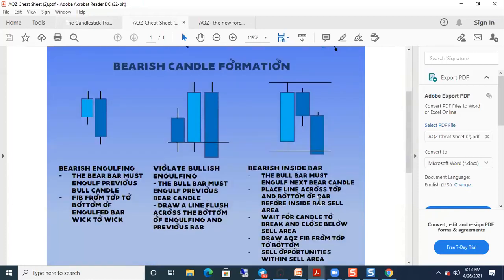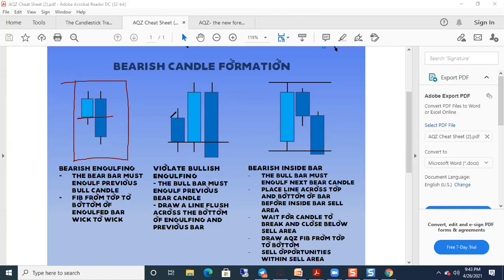So when we discuss AQZ, we're looking at basically engulfers. That's what we're looking for, engulfers. Now remember, the engulfers can either be the normal engulfing or the inside bar, right? So in this case, first candlestick pattern you have here is a bearish engulfing candle, and it's dominating. The bear candle dominates the bullish candle, right?